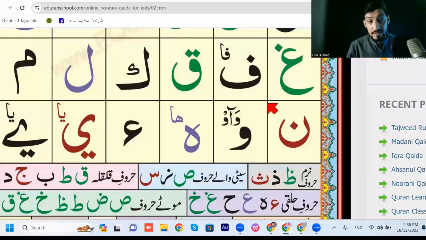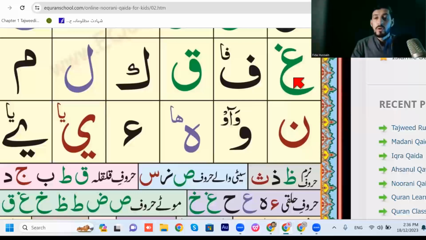This is very important. Listen carefully, and then I will talk about these boxes where we can see groups of letters given in different boxes. We will talk about them also, inshallah, once we finish this.